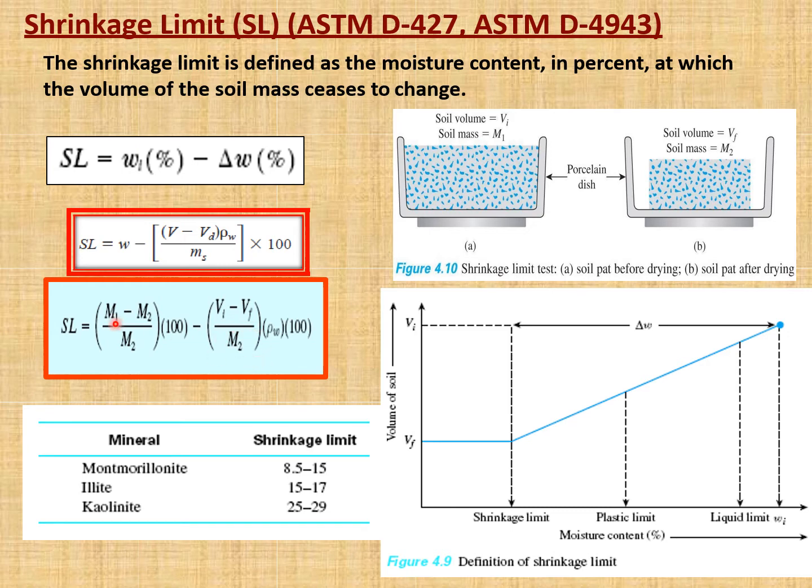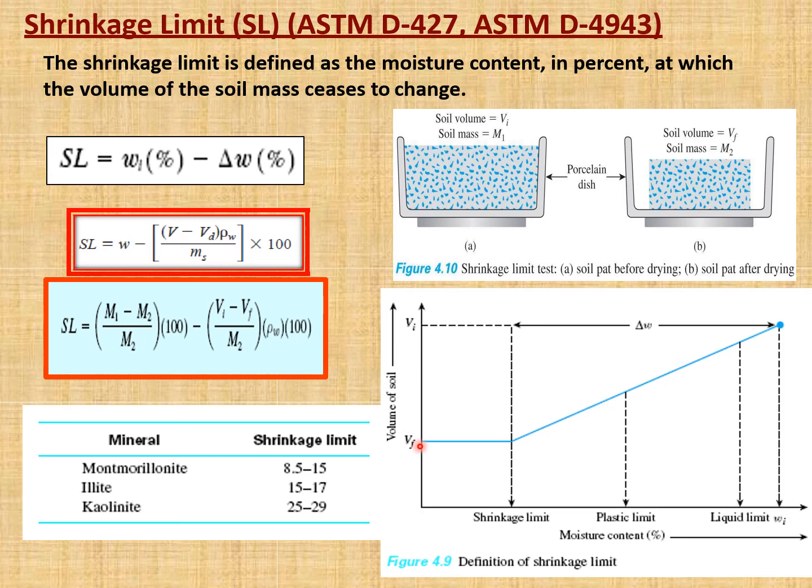So what is M1? M1 is the mass of this soil. M2 is the mass of the dry soil, and V sub I is the initial volume of the soil, and V sub S is the final volume of the soil. So one thing that you can see from here is that the volume of the soil at shrinkage limit is equal to the volume of absolutely dry soil.